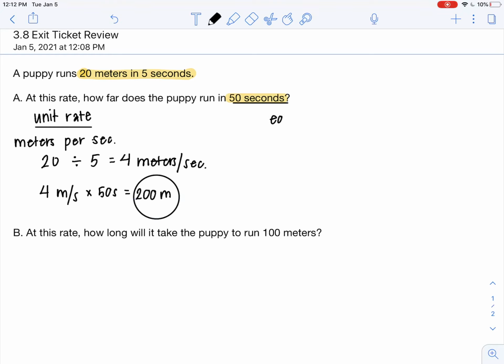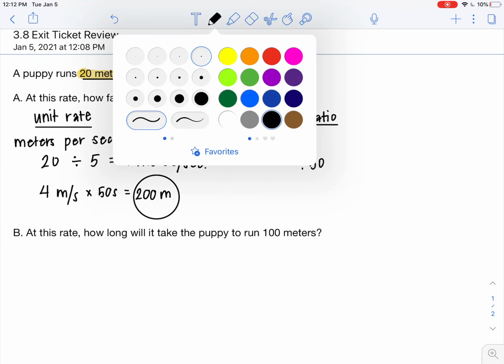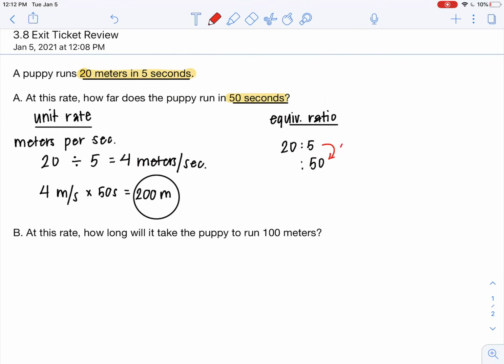The second strategy that I could use is I could find an equivalent ratio because I know that the puppy is running at the same speed, which means the ratio of meters to seconds, 20 to 5, I got that from the original directions, is going to be equivalent to however far that puppy runs in 50 seconds. And I know that 5 times 10 is 50. Whatever I do to one side, I must do to the other. 20 times 10 tells me my missing number is 200. So again, my final answer is 200 meters, which is exactly what I got using the unit rate strategy.